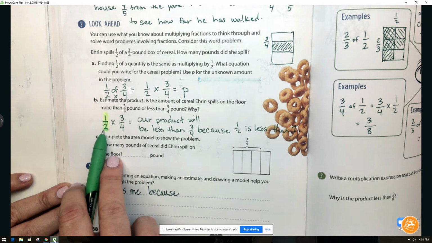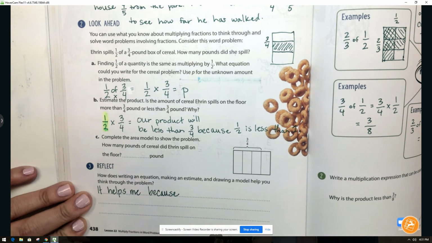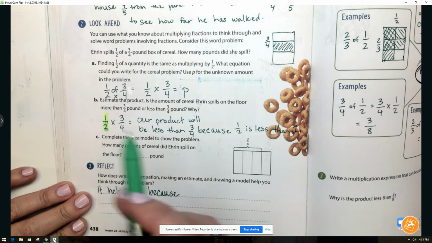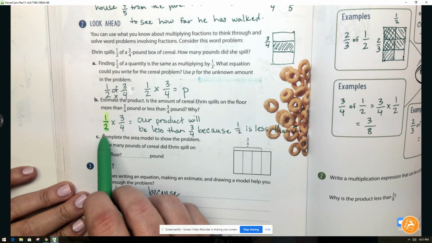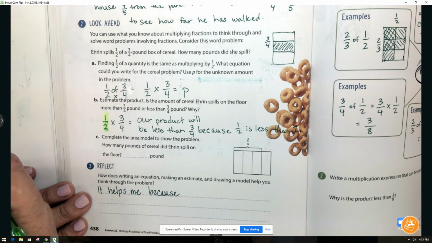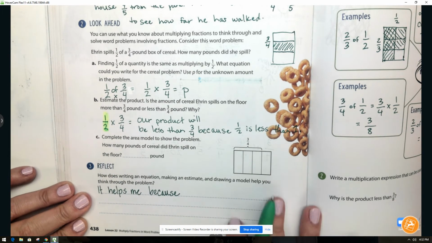Now, if this had been 1, then we would have spilled all of the cereal, and we would have spilled 3/4 of a box or 3/4 of a pound of cereal. Now, is it possible to spill more cereal than you have in the box? No, it's not. So we know that it has to be less than, because we can't spill more cereal than is already in the box of cereal.